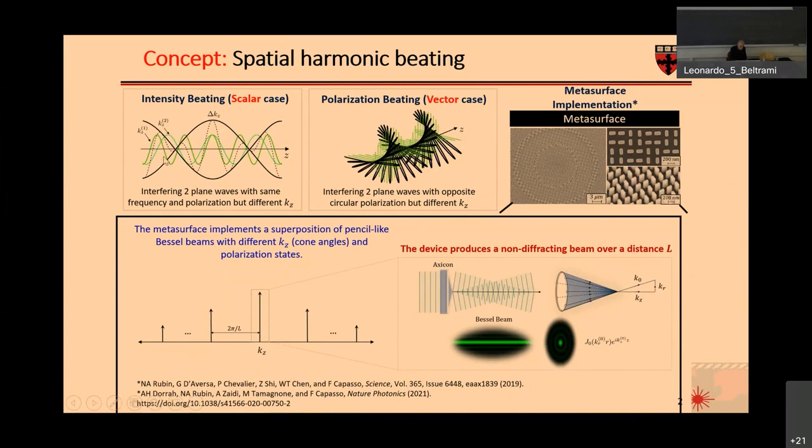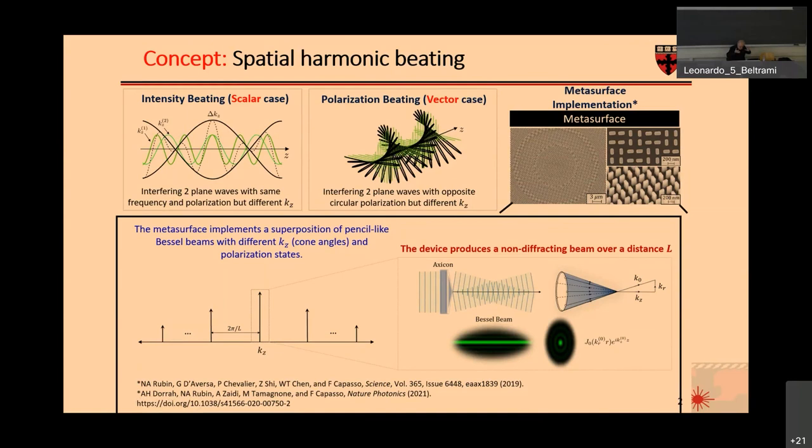See, typically, if you want to create a modulation of the intensity, a beating along the propagation direction, you overlap, for example, two plane waves with the same frequency and different KZ. This is obvious. Now, what if I want to create a vector case? Then I will beat plane waves, for example, with opposite circular polarization and different KZ.